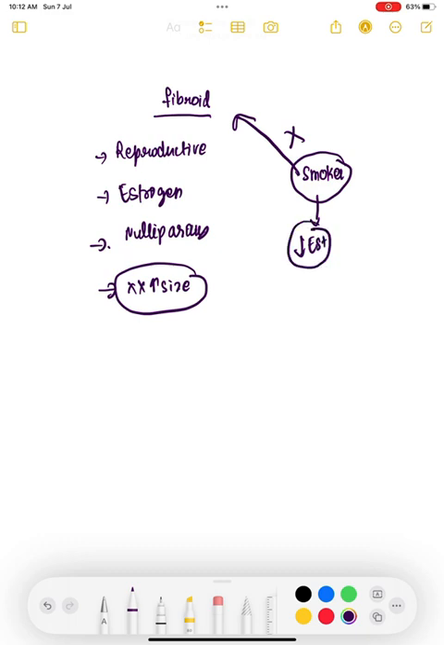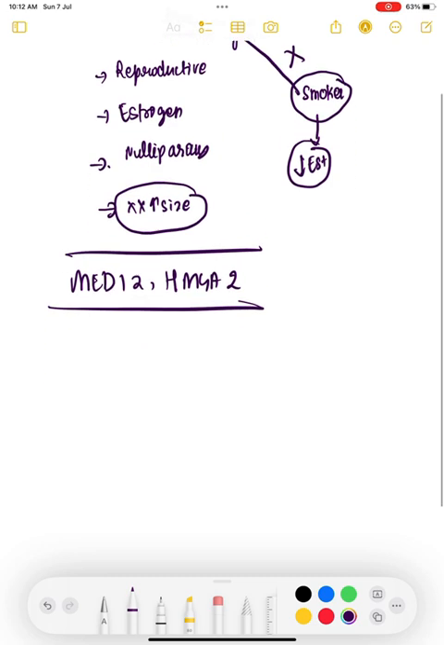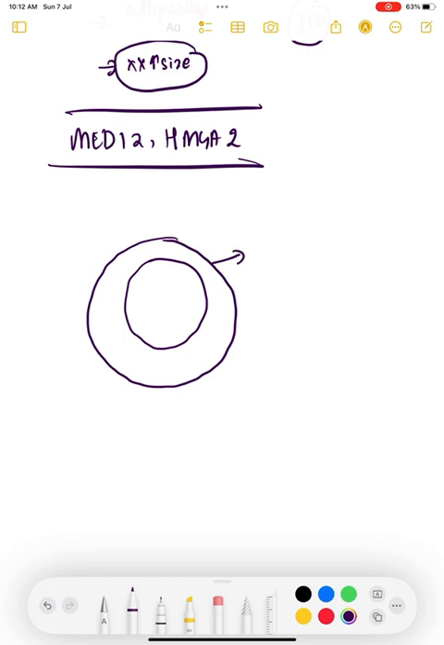So coming to some genetics, MED12 and HMGA2 are the genes which are responsible for fibroid. If you consider this is a fibroid, this is the capsule. The fibroid contains a capsule and this capsule is called the pseudocapsule. This pseudocapsule contains the blood, and from there blood will be supplied to the leiomyoma.